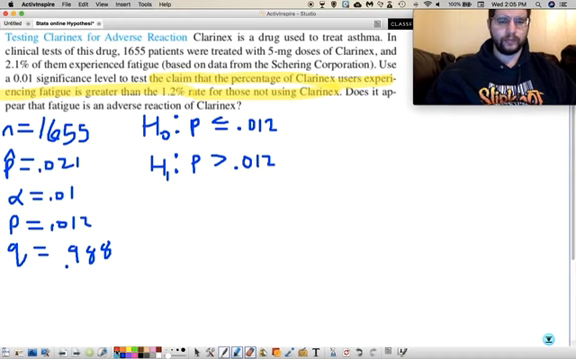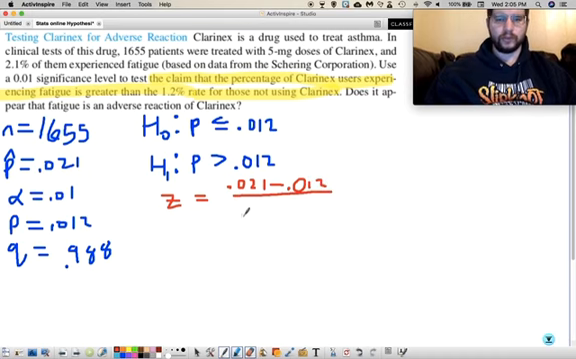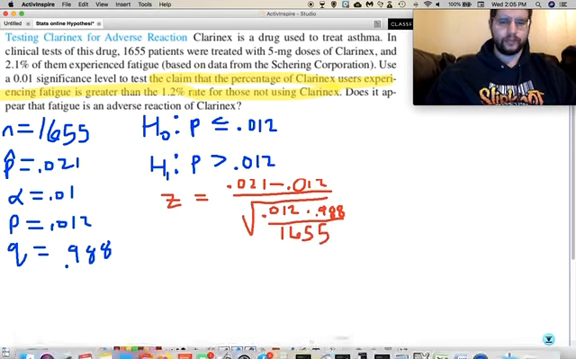Let's grab our test statistic: p hat minus p over the square root of p times q. Now this time p is really small, so let's double check, make sure we can actually do this one. Oh, it's pretty big, so we should be able to. Really, every time we should be checking our conditions.